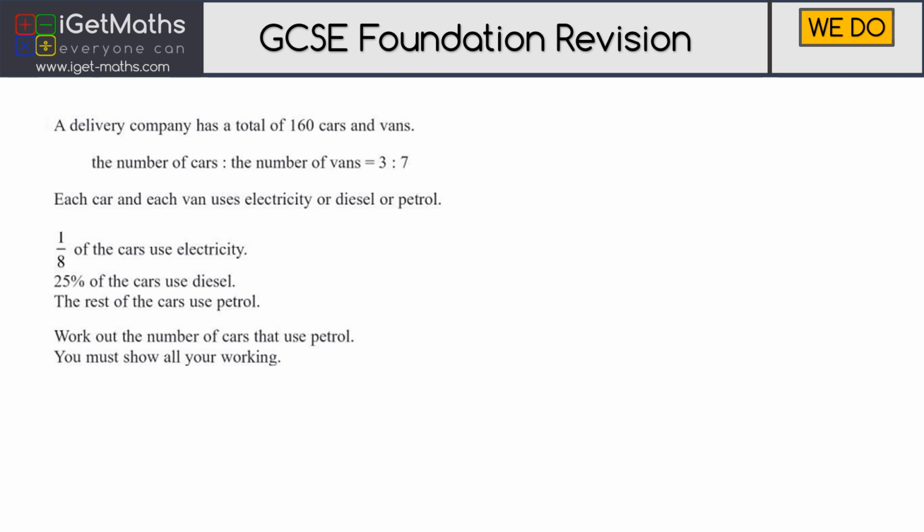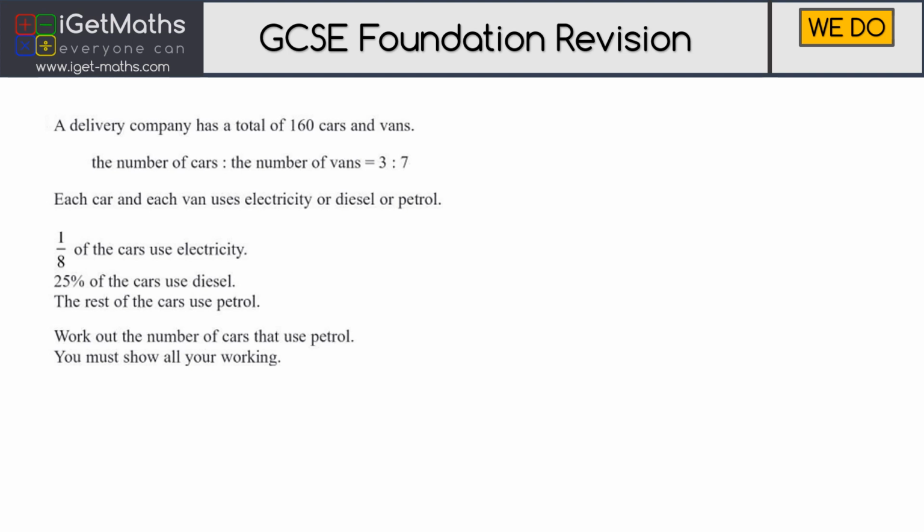A delivery company has a total of 160 cars and vans. The ratio of the number of cars to the number of vans equals 3 to 7. Each car and each van uses electricity or diesel or petrol. 1/8 of the cars use electricity, 25% of the cars use diesel, the rest of the cars use petrol. Work out the number of cars that use petrol.